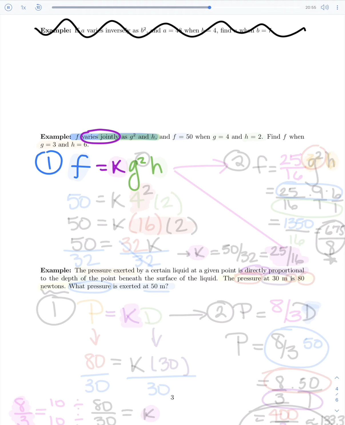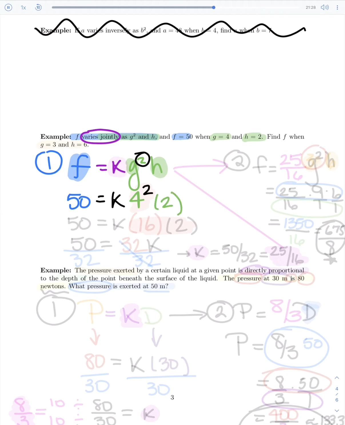Now let's see what they give me to plug in. They tell me that I can use for F 50, so I'll plug that in. Equals, we don't know K, we're trying to find it. G, what did they give me for G? For G, they gave me 4, so for G, I can plug in a 4. Remember, G is squared, though. And H, they said for H, let's give us 2, so plug in a 2 for H.